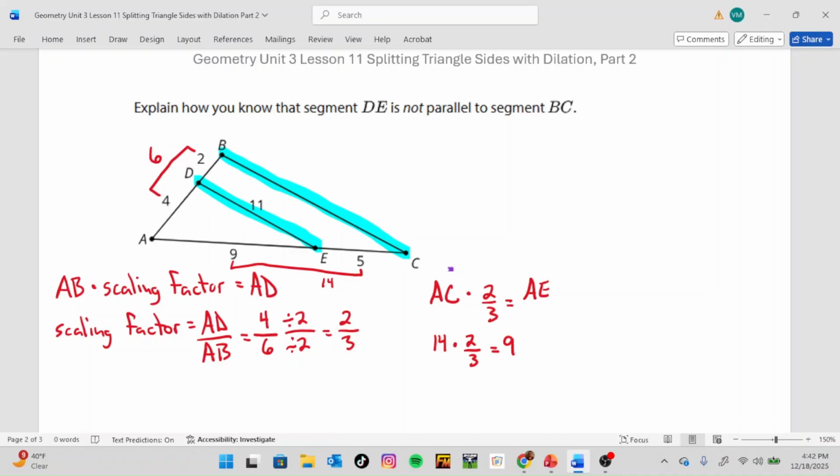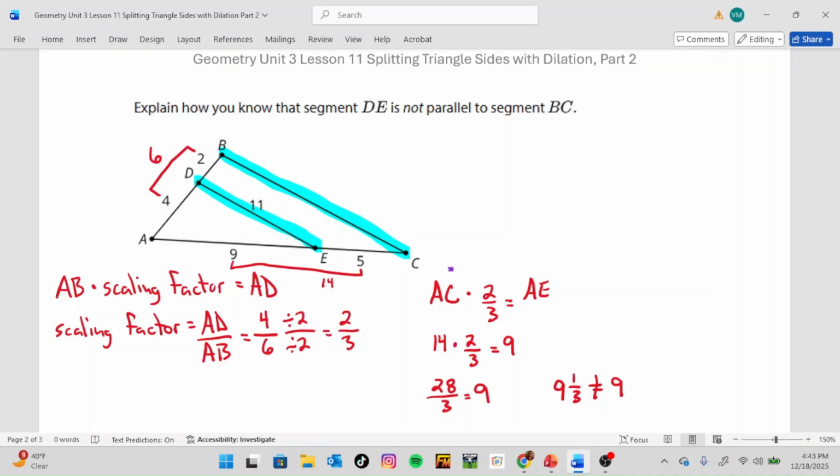Well, 14 times 2 is 28. So I have 28/3 on one side and 9 on the other. 28/3 is 9 and 1/3. 9 and 1/3 does not equal 9, because this is not true, these are not parallel.